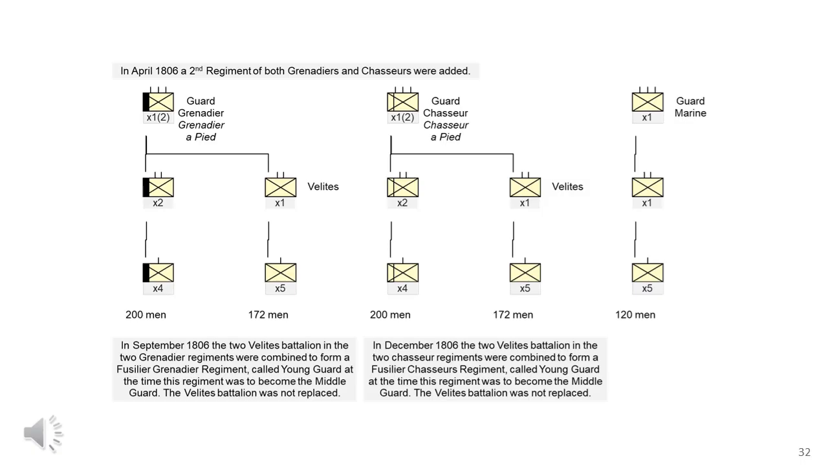In 1805, the French possessed 3 Guard regiments: 1 Grenadier, 1 Chasseur, or Light, and a Marine regiment. These 3 regiments were eventually called Old Guard, although in 1805 each possessed a battalion of Velites, which were elite troops which were not particularly veteran. In 1806, 2 more Guard regiments were raised, 1 Grenadier and 1 Chasseur, and the Velites were removed to form what was to eventually be called the Middle Guard.